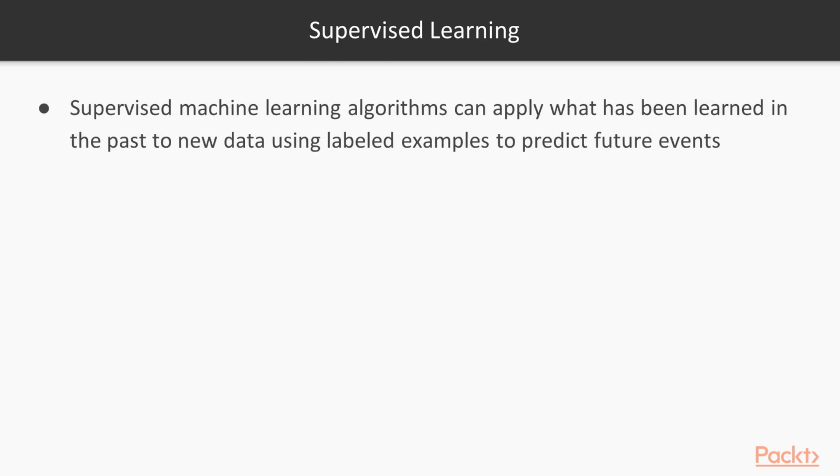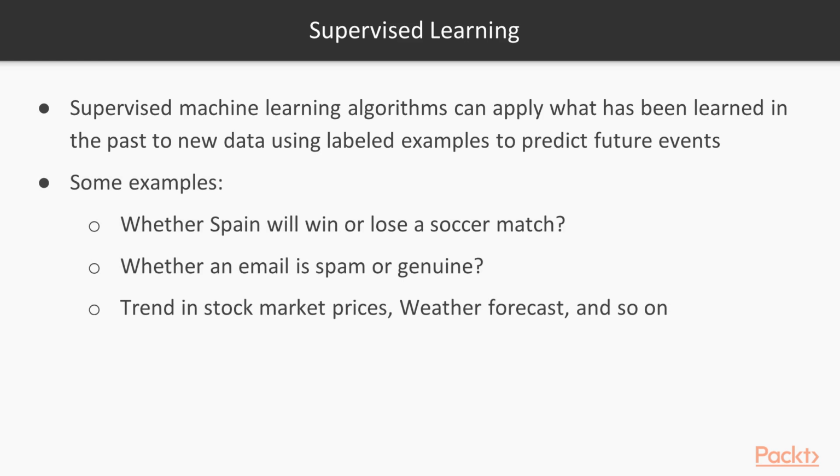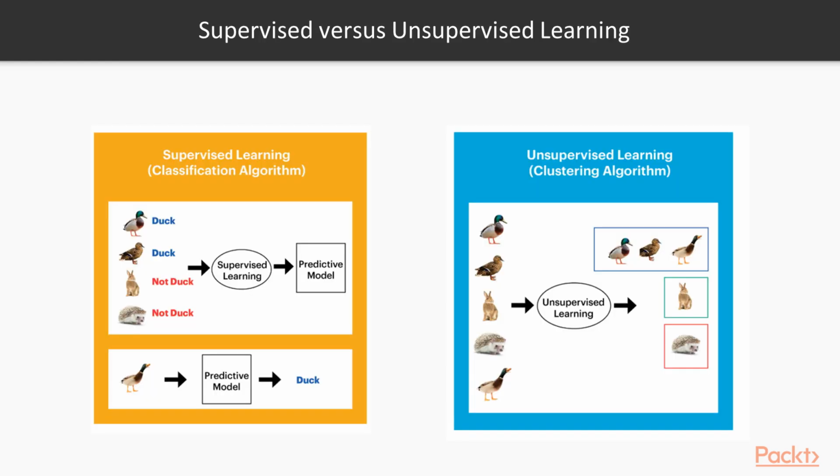Supervised machine learning algorithms can apply what has been learned in the past to new data using labeled examples. So here, labeled examples is the key. Let us show you one example. On the left-hand chart, we have two things: an image and the label of that image. Here, this duck image is the first thing and the label duck the second thing. So we have for every image a label over here.